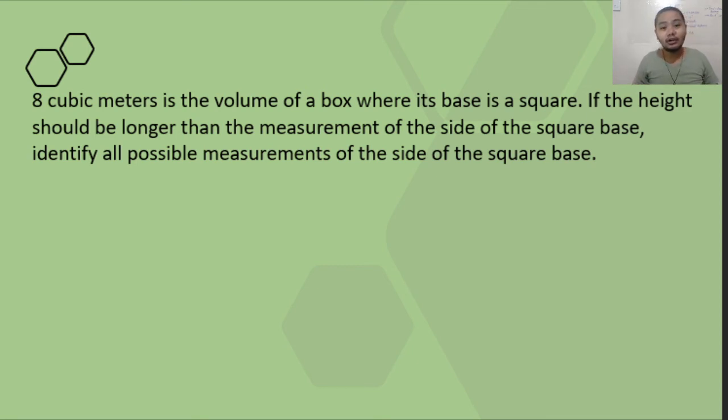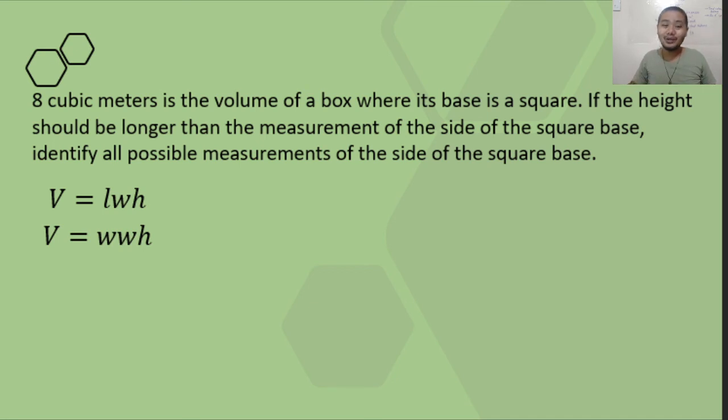So, ang tinatanong dito, kung yung height ng box natin is mas mahaba kaysa doon sa length ng square base natin, ano yung possible measurement ng side ng square base natin? Okay? So, since we're talking about volume here, we all know that the volume of a rectangular prism is length times width times height. Yun nga lang kasi, yung base natin is square. So, we can denote it as like that.